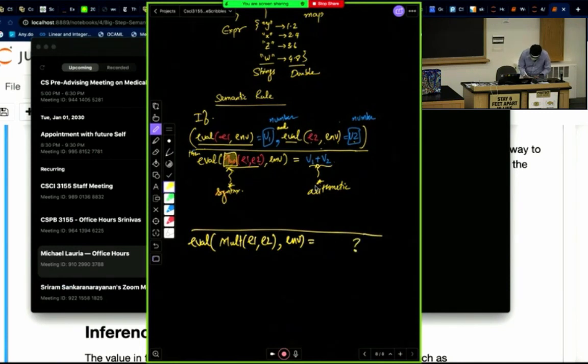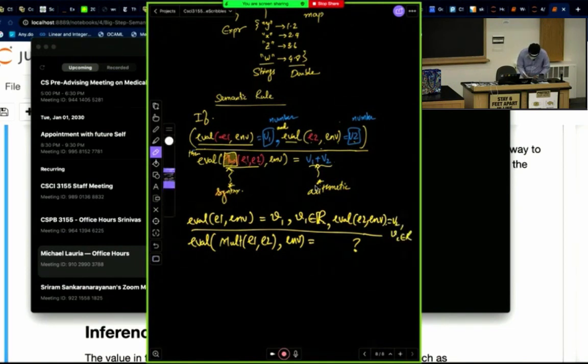Well, you say, on the top, if I evaluate E1 under that environment, I get a value V1, and V1 is a number. Here R is the set of real numbers. And if I evaluate E2 under the environment, let's say I get V2, and V2 is a number. Then if I evaluate mult, it should map to V1 star V2.